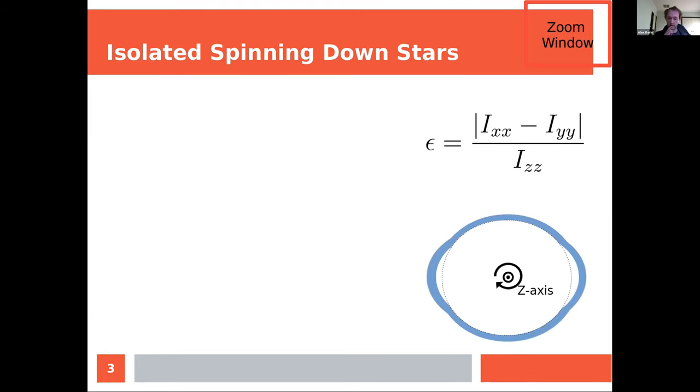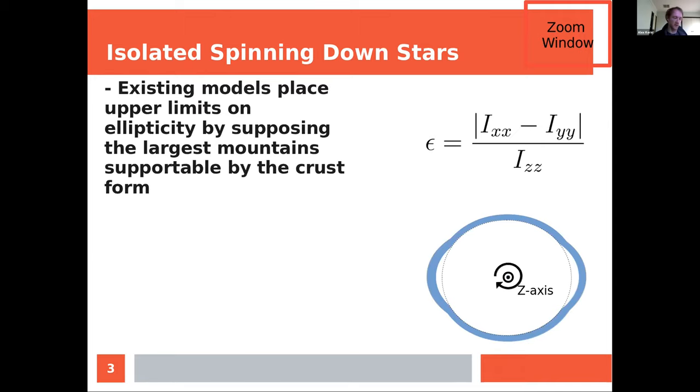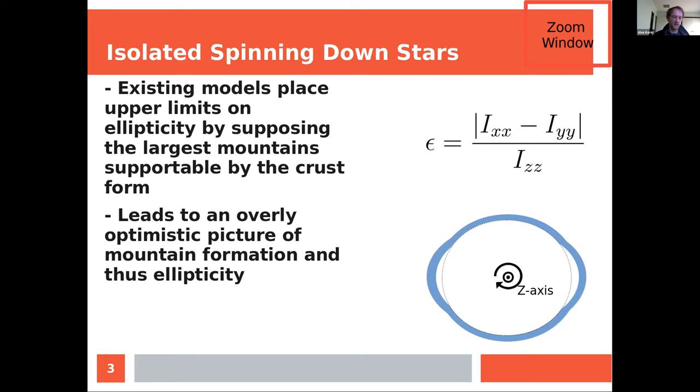And today we're just considering the case of isolated spinning down stars. Now, the literature in this area will generally place limits on the ellipticity by considering the largest possible mountain that can exist on a neutron star before it collapses or cracks, or in some case cannot be supported by the crust anymore. And then it will consider the largest possible deformation to the crust in this way and calculate the ellipticity like that. However, this is an overly optimistic, in our opinion, approach to the problem.